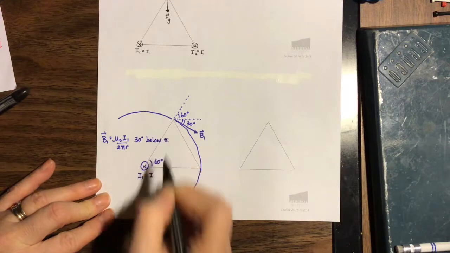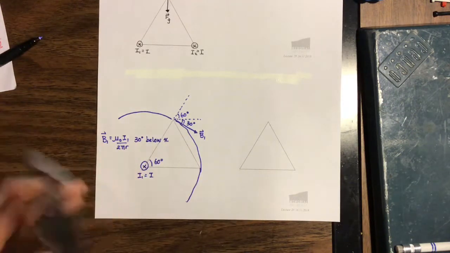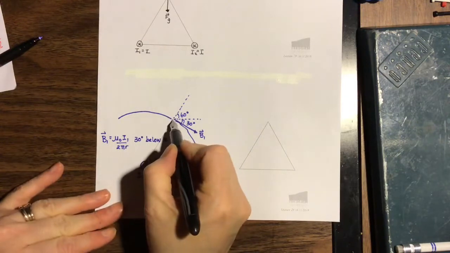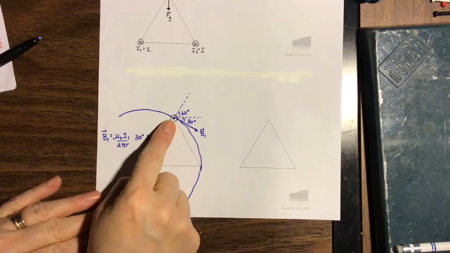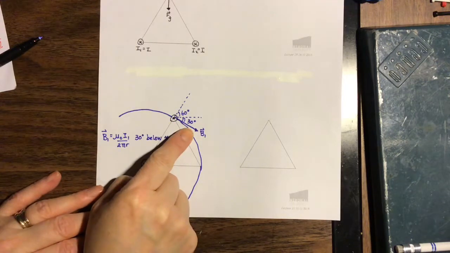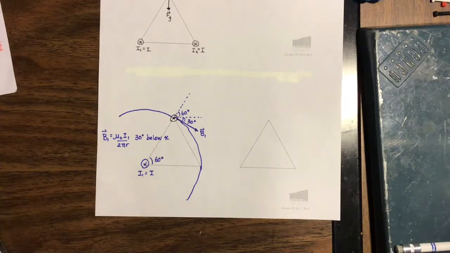So now what's the effect of B1? Because we have a current carrying wire here at the top of this triangle, and it's got a current that points out of the page. So this current carrying wire must feel a force due to B1. So it definitely is going to feel a force. Let's see what we can figure out about that force.